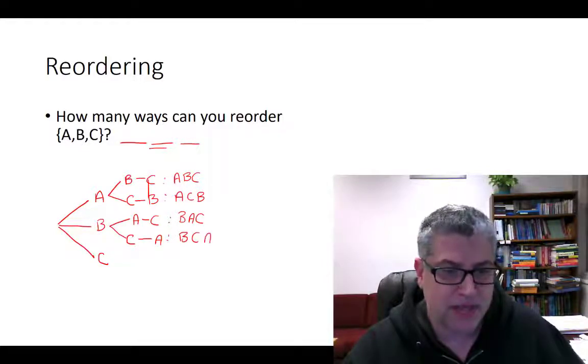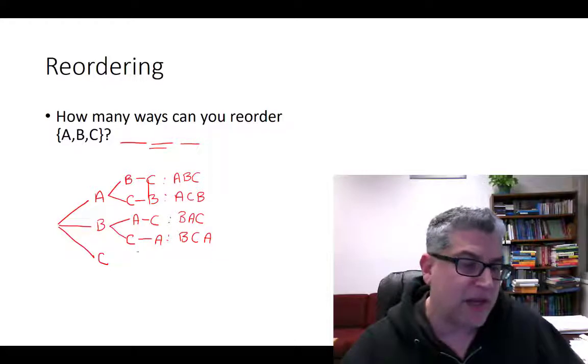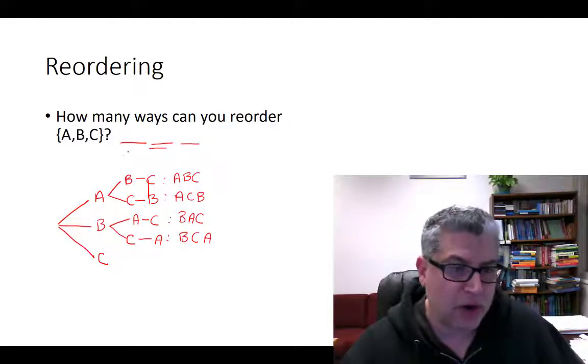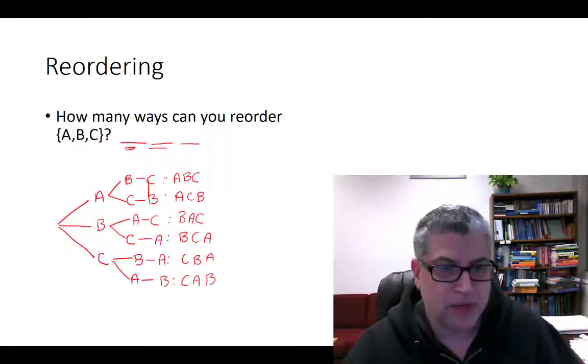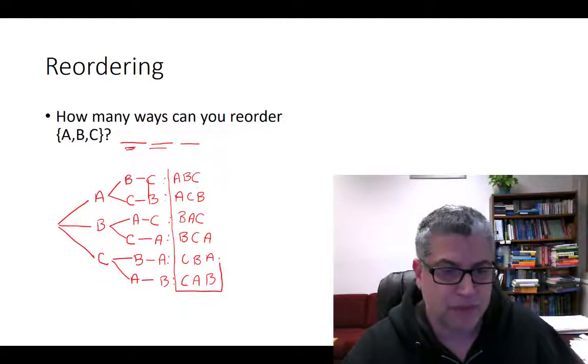B, C, A. And then finally, what if we had started out our ordering here with a C? Then again, we could have 2 different options. We could go B or A. And if we had C, B, that one's got to be an A. Or C, A, got to be a B. So here we go. We have all of our possible orderings.